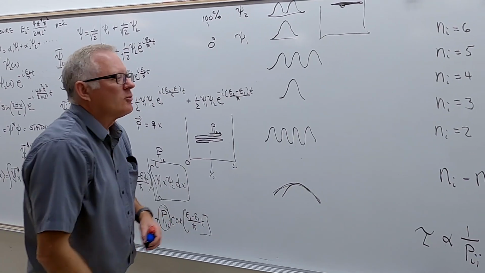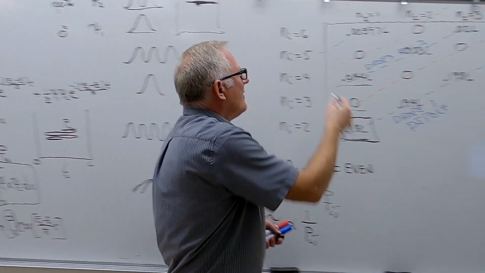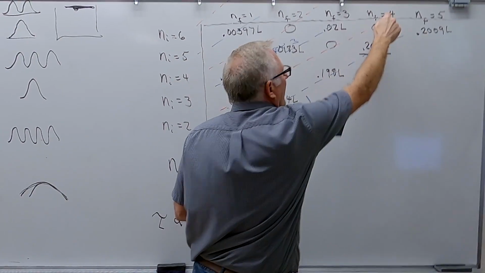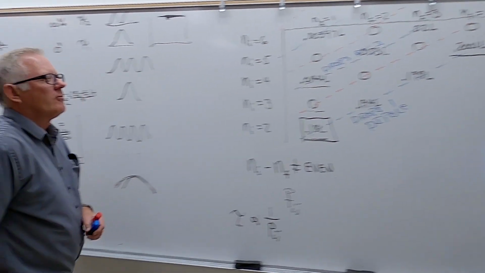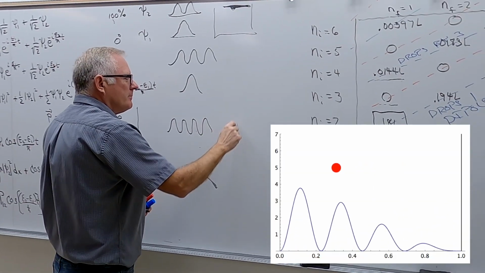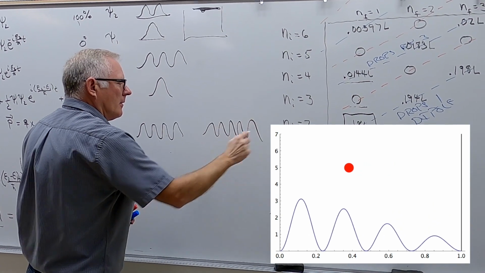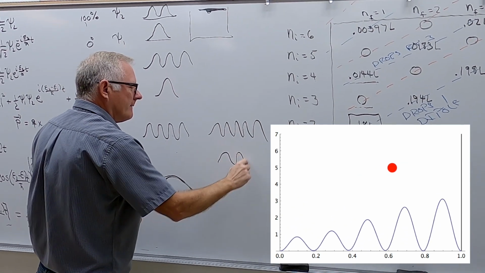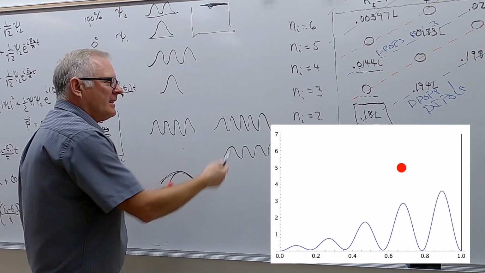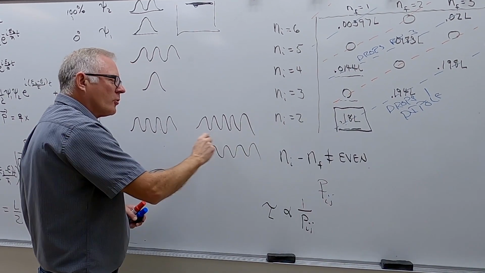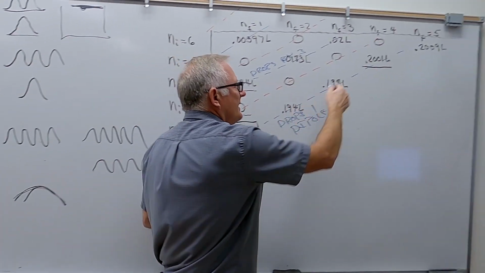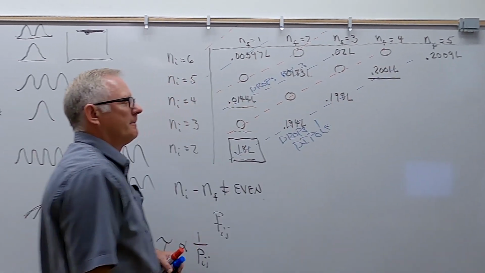And then I picked one more over here. I picked 5 to 4. So you started at 5 bumps, and you ended up with 4. And it wiggled around. The red dot moved quite a bit. It moved even more than this one. It moved 0.2 right here.